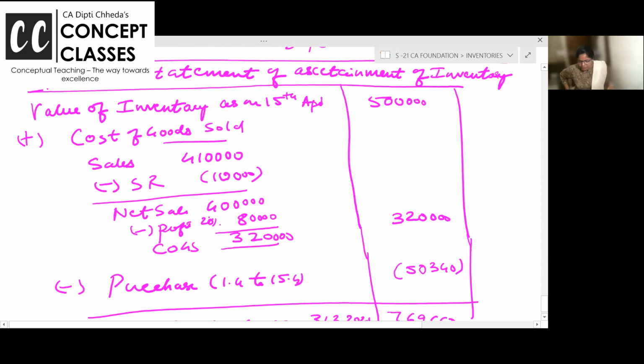Because you took it on 15th of April, whatever goods you have sold were there on 31st, and now they are not there. So add back. And whatever goods you have purchased, minus returns. Okay? Right. Let us take up the next problem now.